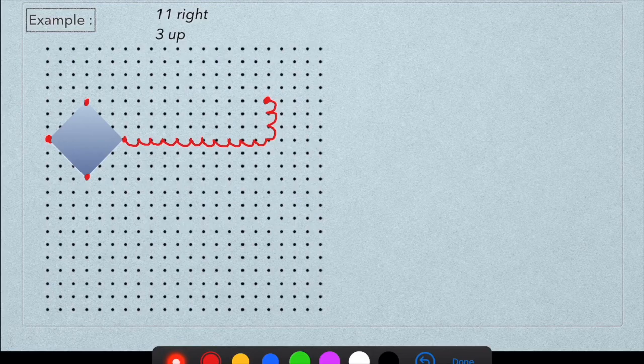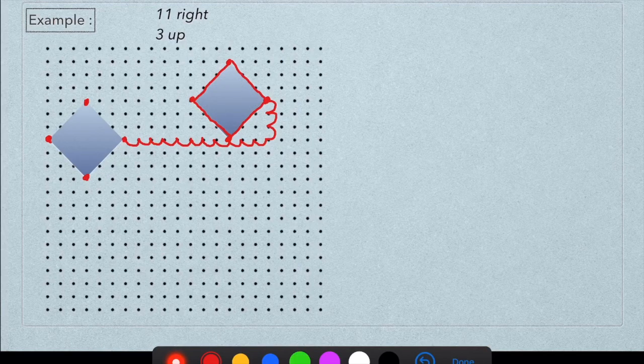About the other one, let's try it. About this one, 1, 2, 3, 4, 5, 6, 7, 8, 9, 10, 11. 1, 2, 3. So it'll be here. So the next one is going to be obviously here, and the other one is going to be, let's try this one. 1, 2, 3, 4, 5, 6, 7, 8, 9, 10, 11. And 1, 2, 3, it's up here. So our diamond is going to look something like this after our translation.